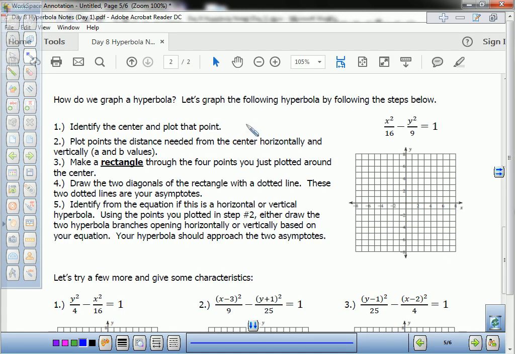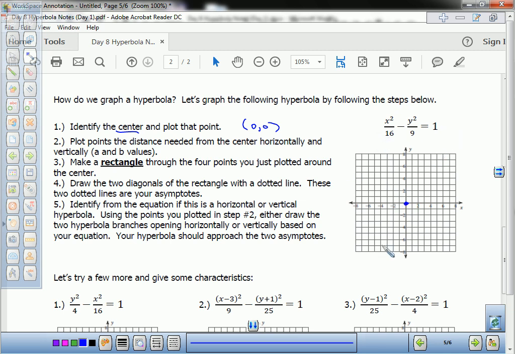Okay, so here's one, and we're going to go through it step by step. We're going to look at a couple. The first thing we always find is the center, just like we did with the circle, just like we did with the ellipse. So really, same kind of stuff. So we're going to start with the center. 0, 0. Very good. All right, then we have to decide, is this going to open left or right, or is it going to open up and down, horizontally or vertically? Horizontally, because the X is positive and came first in standard form.